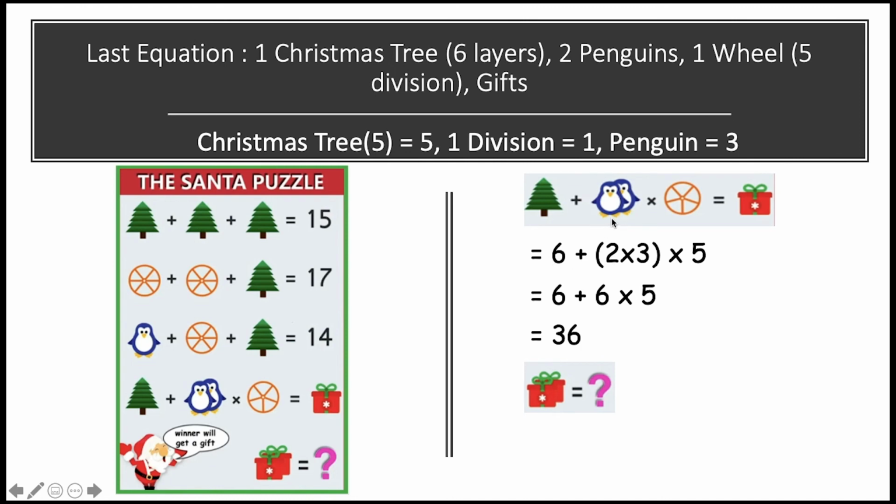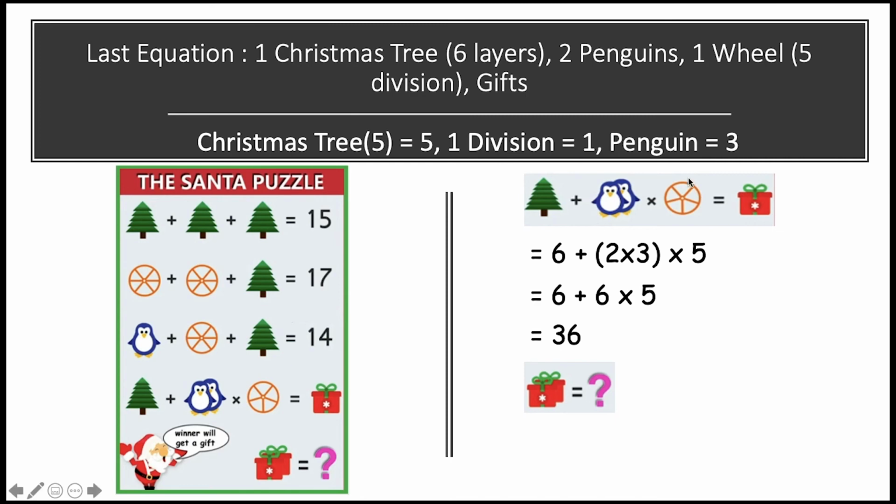6 plus 2 penguins. If the value of 1 penguin is 3, so 2 penguins would be 2 into 3, into 1 wheel which has 5 divisions. So friends, if 1 division is equal to 1, 5 divisions will be equal to 5. Now we have to solve this equation using the BODMAS rule, and according to BODMAS, firstly we have to solve the brackets present in the equation, then multiplication and then addition.